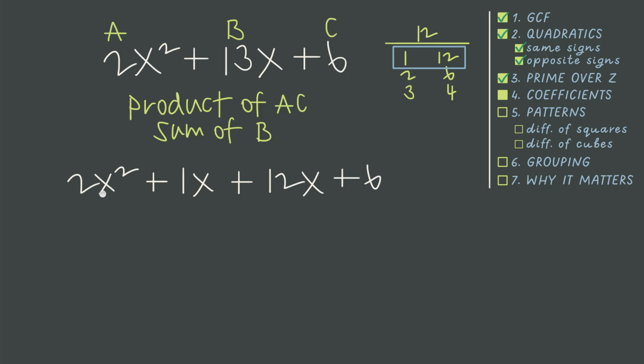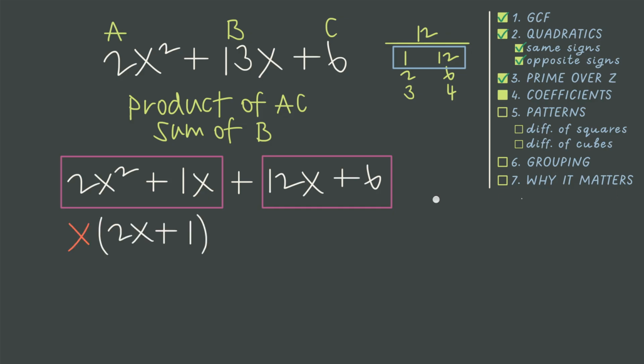So 2x squared stays the same. Our 6, our constant, stays the same. But plus 13x, we're going to change into plus 1x plus 12x based on this factor pair that we identified. Then we're going to group the first two terms and the last two terms. We're going to think of them as two separate groups, and we're going to pull out the common factor from each group. So we're essentially going back to our greatest common factor step here.